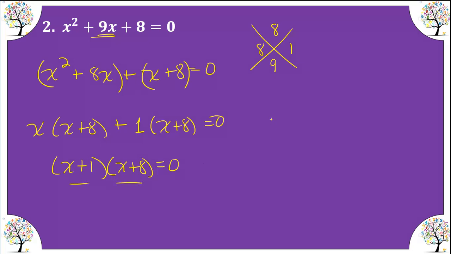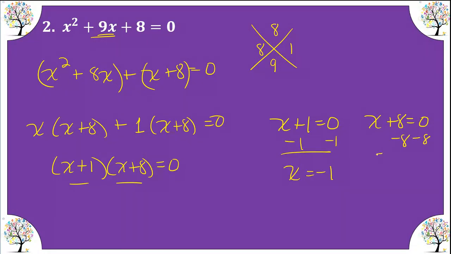So we set each of these binomials equal to 0. This is where our parabola will cross the x-axis. One intercept is -1. The other intercept is -8. So -8 and -1 are our solutions.